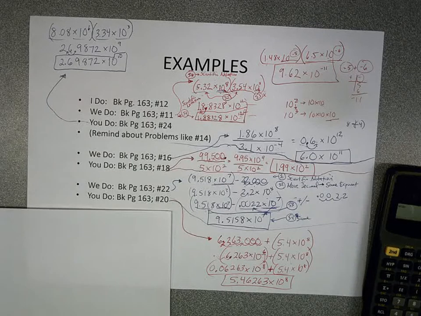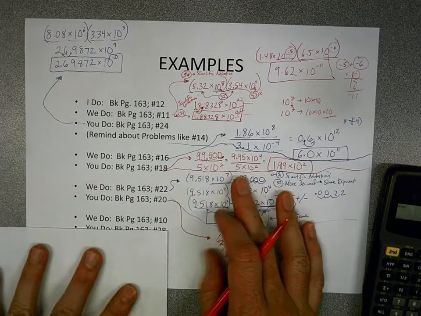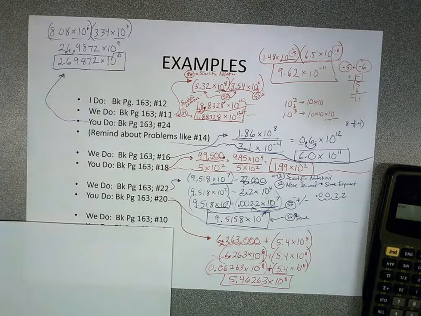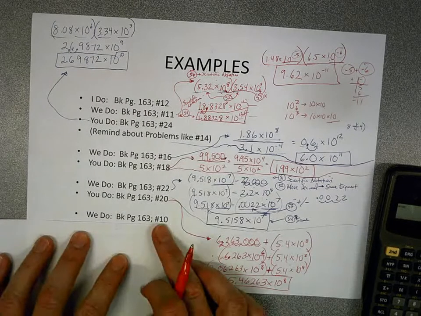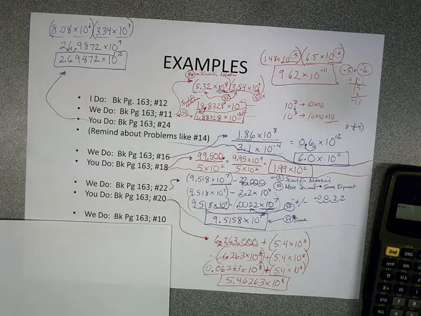All right, one more type of problem here. Let's go ahead and look at problem number 10 on page 163. Okay, it's a word problem. So here we go. All right, so the speed of light is about 1.9 times 10 to the 5th miles per second.